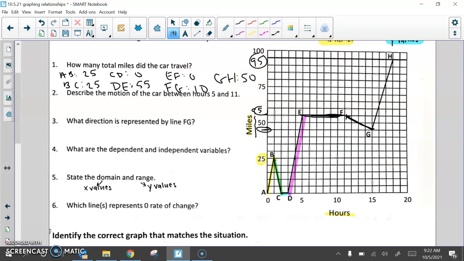So once I figure out all the pieces of the graph, I don't have the total yet. It wants to know the total. So you have to add them all up. And if you add up all these little pieces, you should get a total of 165 miles.